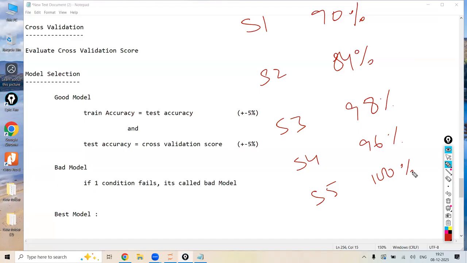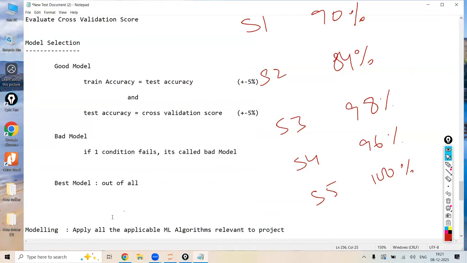Good students are multiple. The best student is not just a good student. The best student is, out of all the good students, who is the top? He is called the best student. Similarly, here also, the same. Out of all good models, don't compare with the bad models. Bad models are eliminated. Within the good models only.